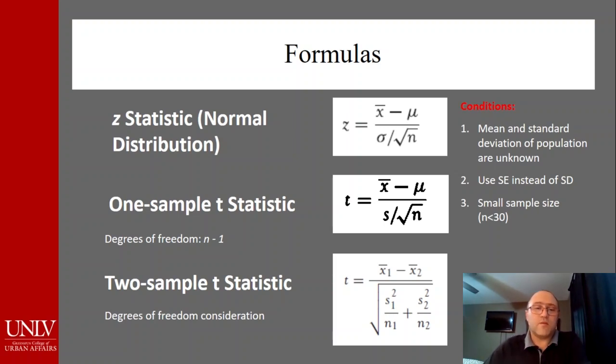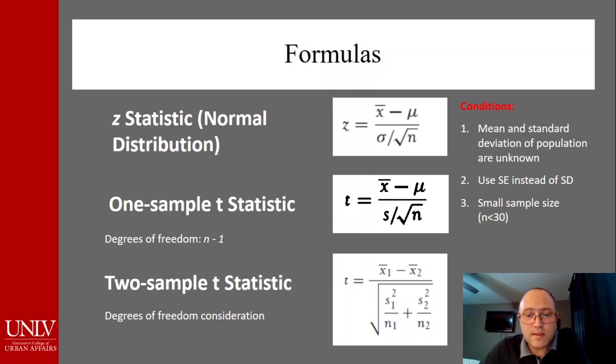You can see the formula of the one sample t-statistic here. The mean of the sample minus the estimated mean of the population, divided by the standard error, which is the standard deviation over the square root of the sample size. This formula gives us the one sample t-statistic.